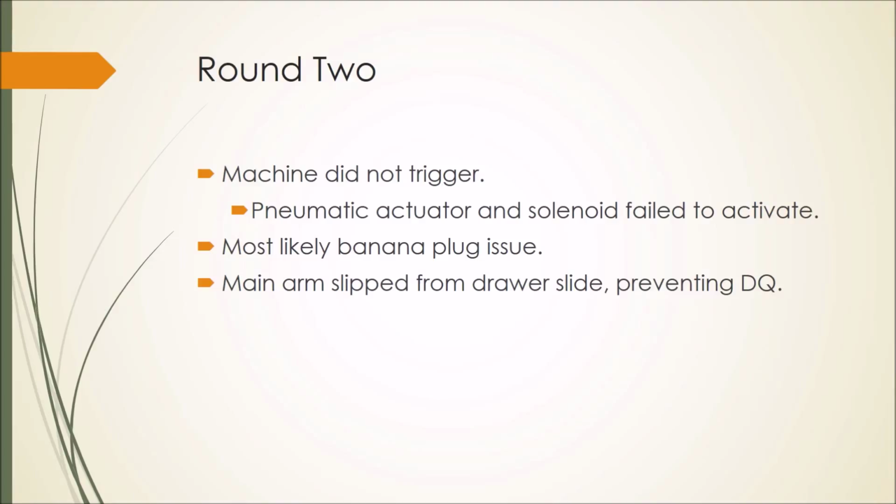This is likely due to our faulty banana plugs. In between the first and second rounds, we noticed that the insulation in the middle of our banana plugs had been stripped away, leaving a few wires exposed. We did our best to fix the problem by wrapping the section in electrical tape, but it proved to be ineffective. Surprisingly, we avoided a disqualification because the drawer slides on the main arm just happened to slip, therefore causing the main arm to slide into the area.